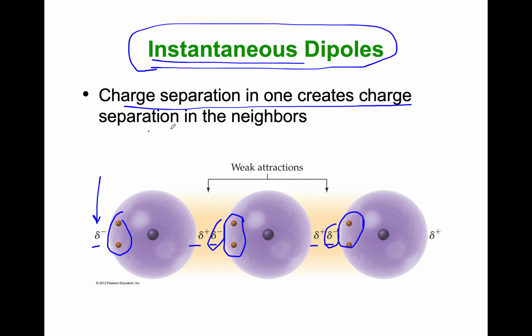So charge separation in one creates charge separation in the neighbors. That's the instantaneous dipole, so you can see there's multiple atoms. That's why it's an intermolecular force. But remember, these are weak attractions. Okay, these are partial charges. These are weak attractions. So this is the weakest, dispersion.